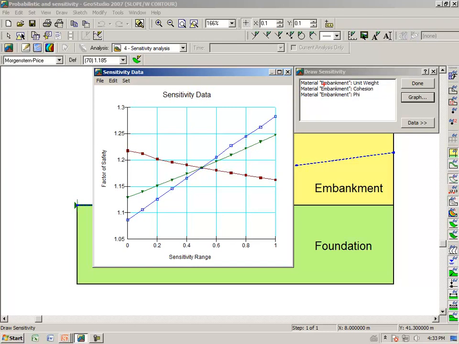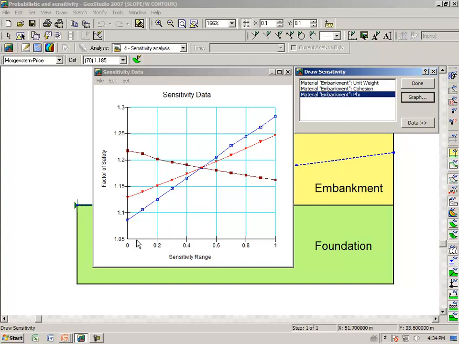The blue line, the red line shows how the factor of safety changes with the variation in unit weight. The red line here shows the variation in factor of safety over the range that you have specified for the change in cohesion. And the green line shows the change in factor of safety for the range of friction angles that you have specified.